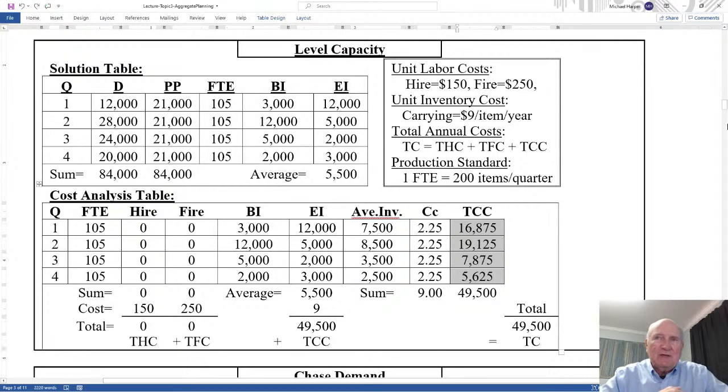Well, how much money do you need? For the year, I need $49,500. I can round that up to $50,000. I need $50,000 just to manage my inventory, just to carry it. Okay, fine. Then if you're going to budget that, how would you budget it? $50,000 divided by 4 is $12,500. Would you budget $12,500 every quarter?